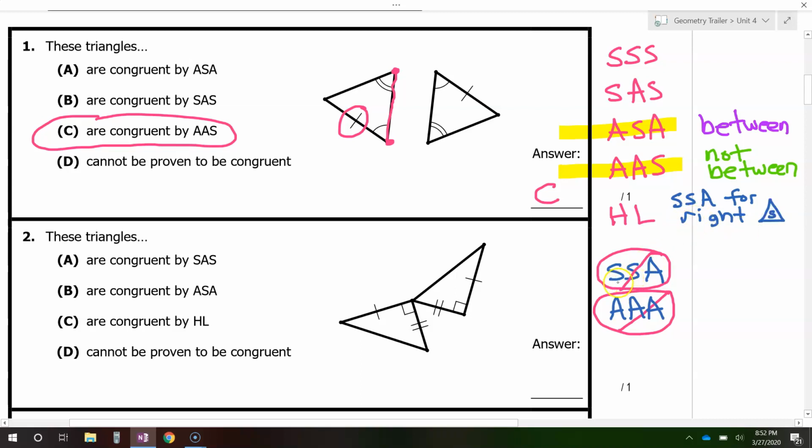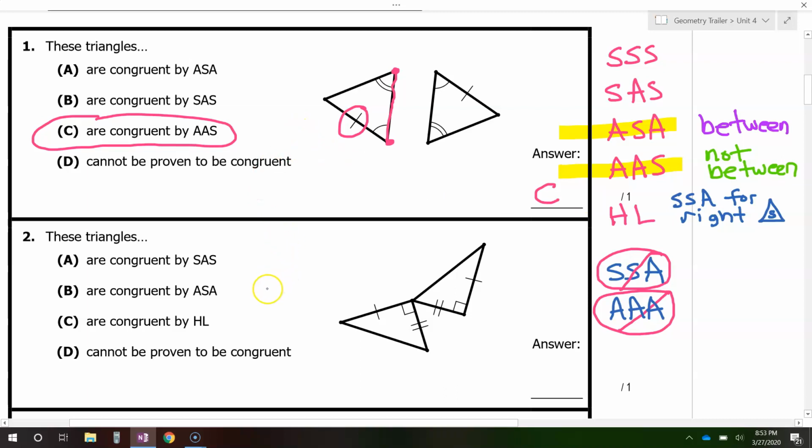Okay, so I said that side-side angle will not prove 2 triangles are congruent. And so this is the exception to this rule. Side-side angle will prove that 2 triangles are congruent if it happens to be a right triangle. But you'll see when it comes up, you'll see why we don't call it side-side angle. We call it hypotenuse leg instead.